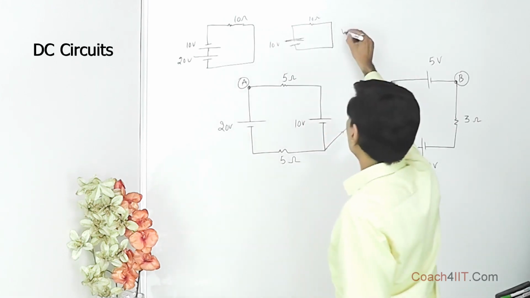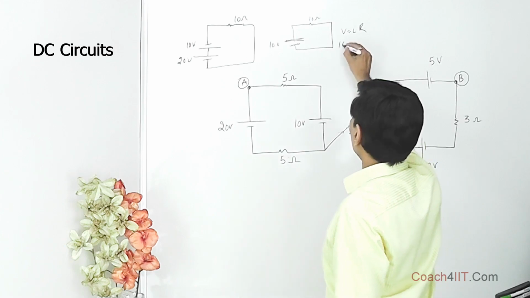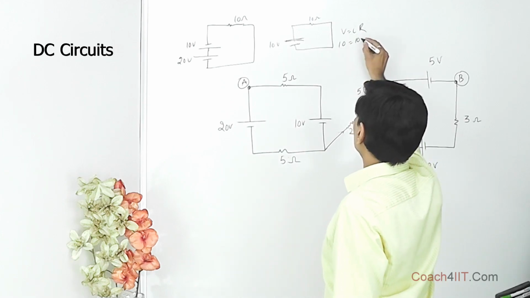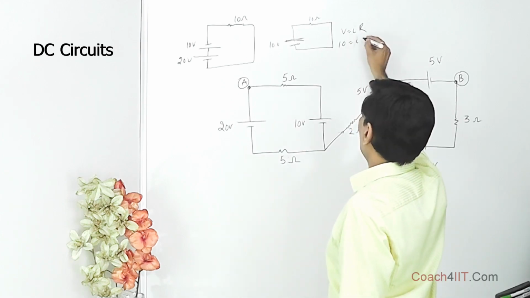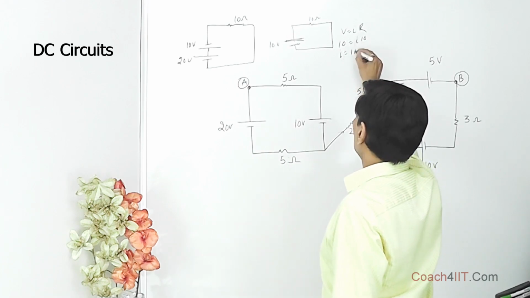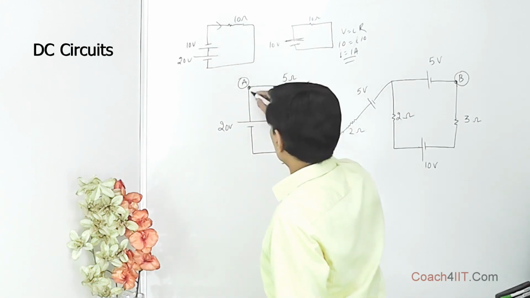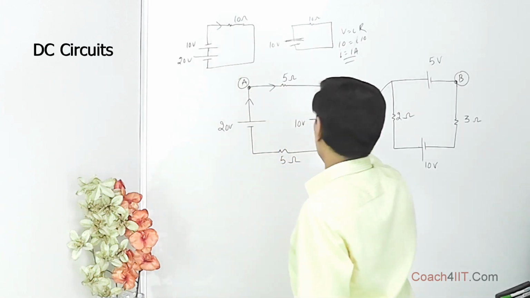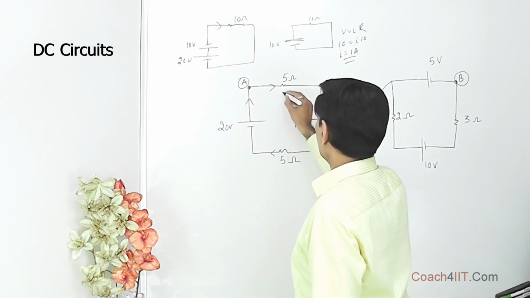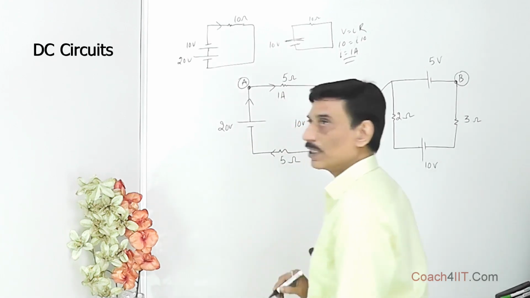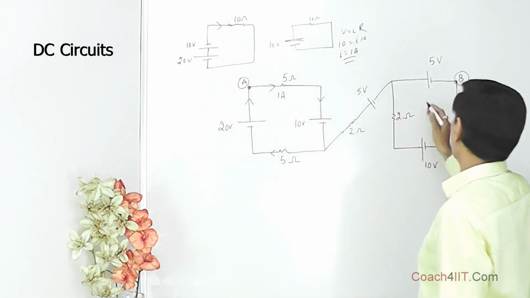So when we use V is equal to IR, 10 is equal to I into 10. So I is equal to 1 ampere shall be flowing in this circuit. In which direction? In this direction. So 1 ampere shall be flowing in this direction. Same way we can do over here.